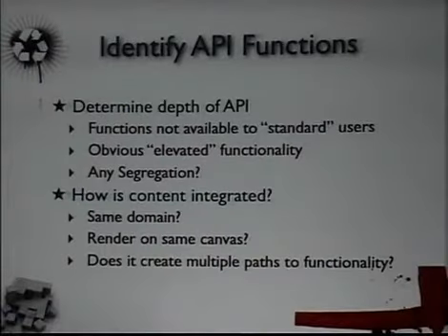Basically what I just said: how is your content integrated? Is it integrated into the same domain? Is it rendered on the same canvas? Are you creating multiple pathways to similar functionality? And where that becomes a problem is when it comes to fix time. If you find a bug in something and you fix it in one spot, now you need to fix it in multiple spots, which often gets forgotten about.